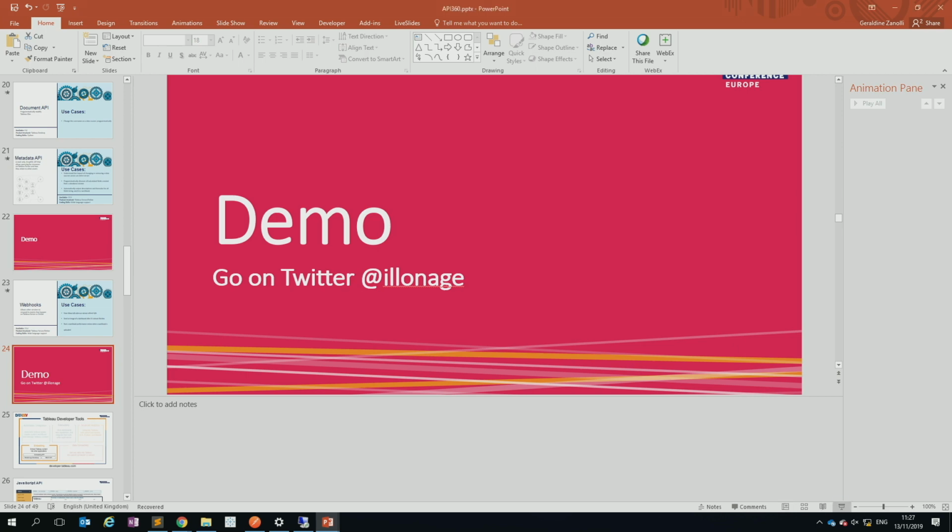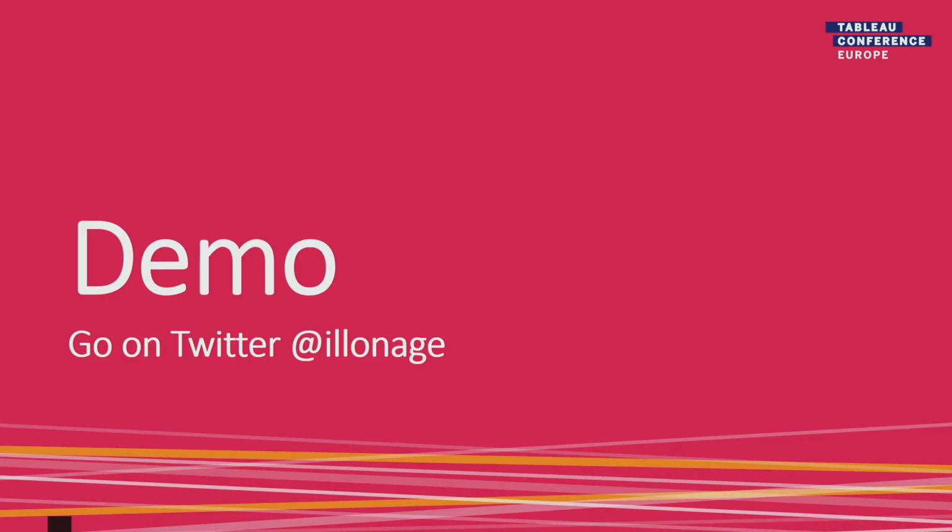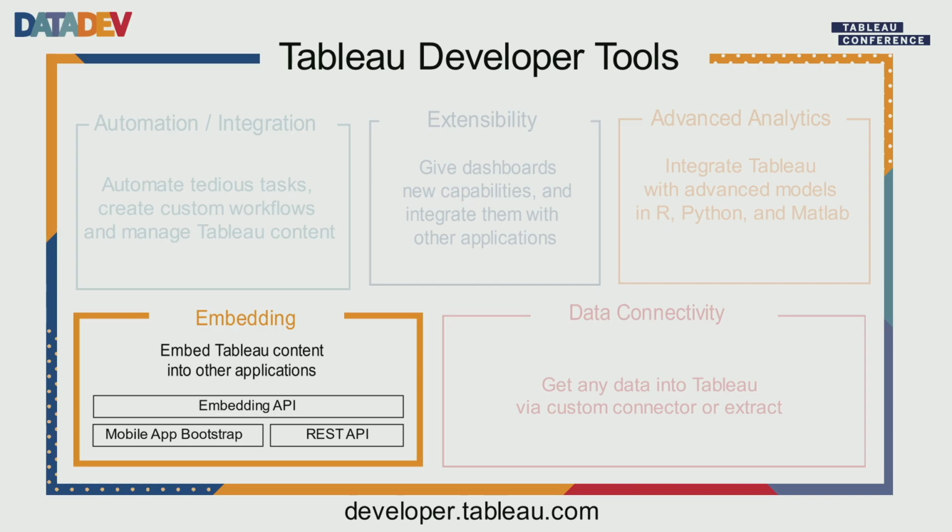So that's it for automation and integrations. Lee, earlier you talked about the JavaScript API, but what about in the case of embedding? Can you talk more about embedding?